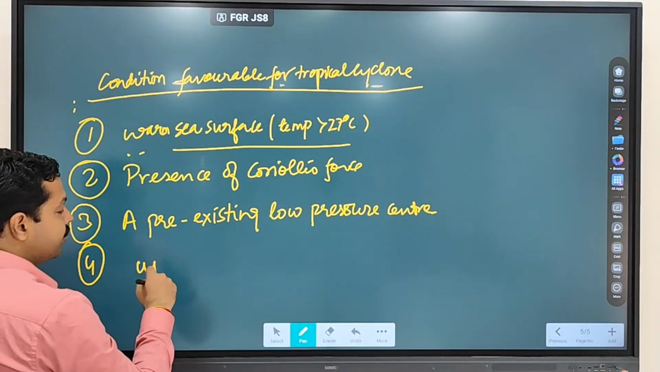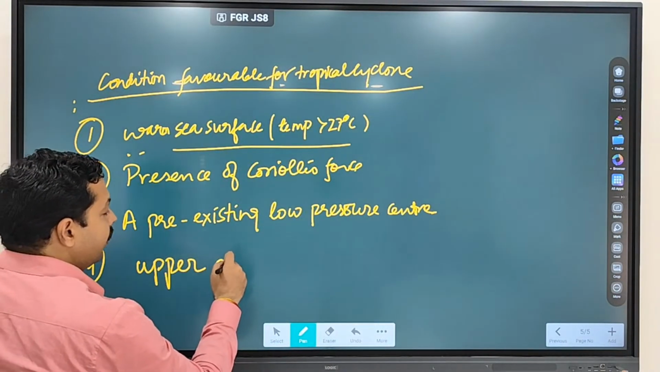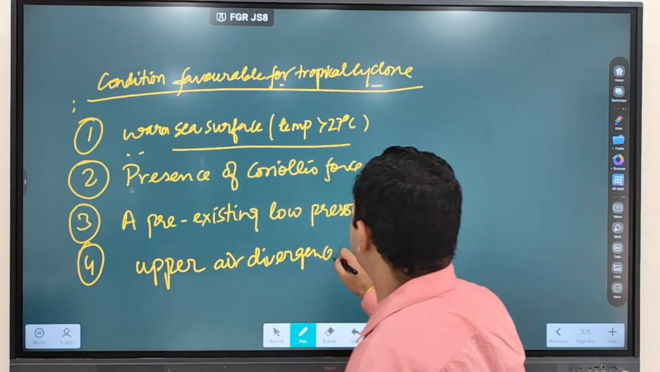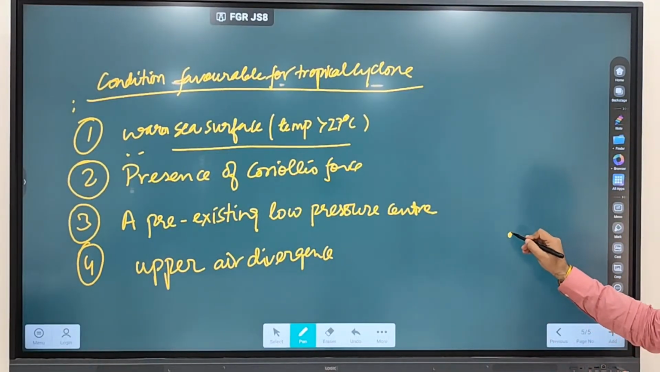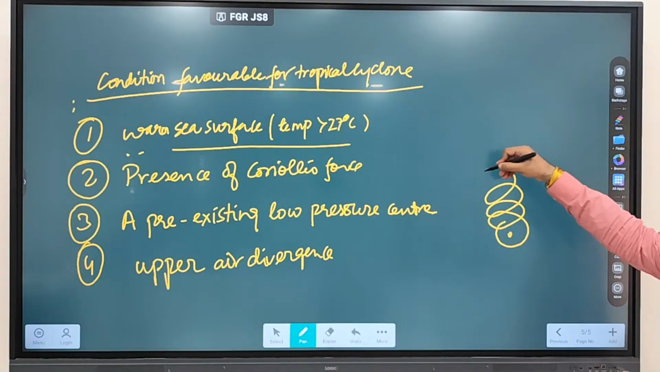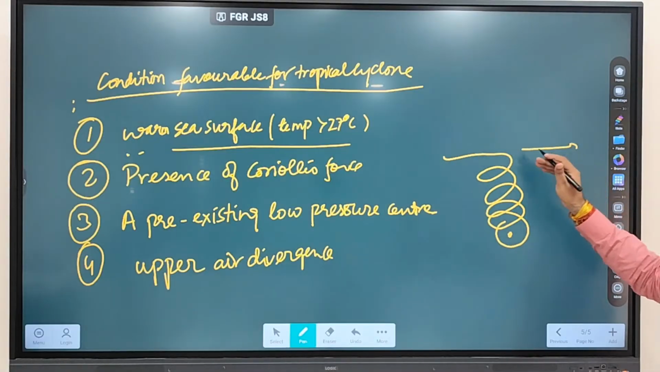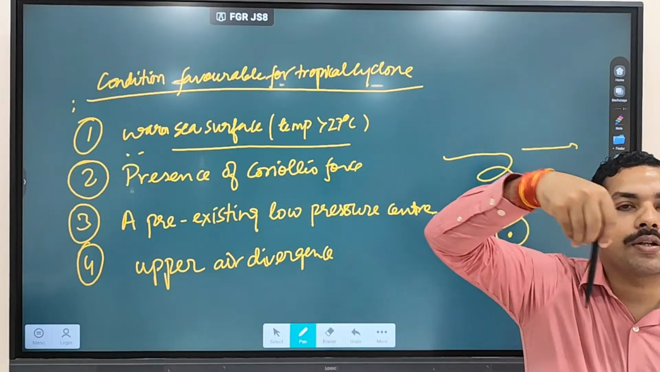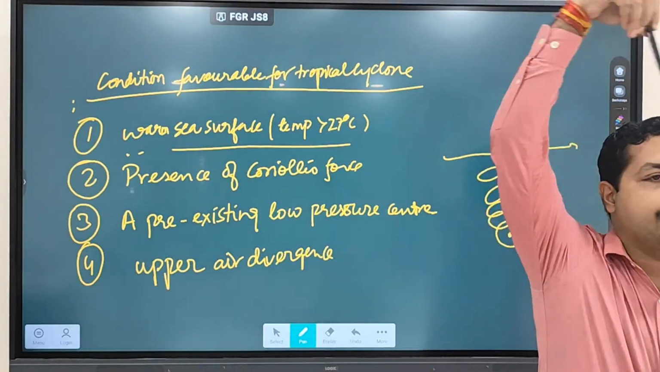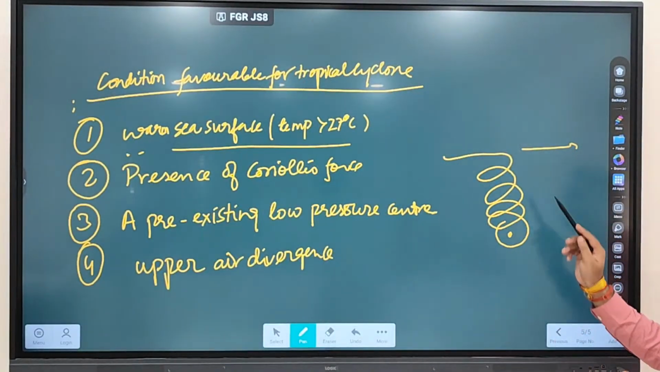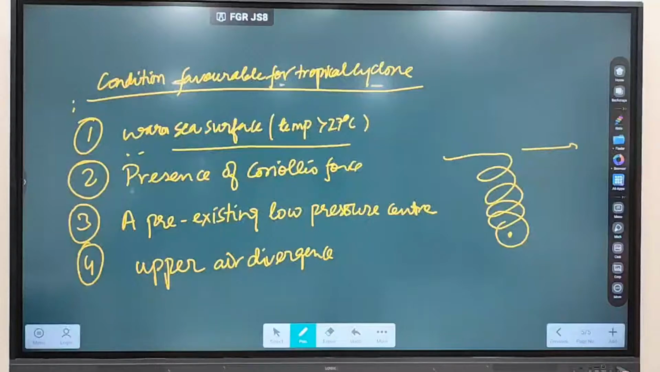The fourth thing that you require is what? Upper air divergence. What does upper air divergence mean? So let's say this is a low pressure center, winds are moving around this low pressure center and winds are moving up. So they need to diverge at the upper side. The winds are moving like this, they are rising like this, so they need to diverge in the upper atmosphere. This is called upper air divergence. Clear? Any questions regarding this one?